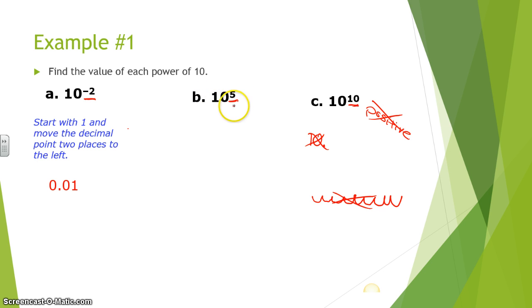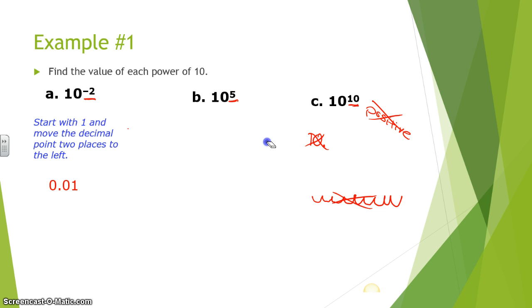So our exponent here is positive. So we have our value 1. We put our decimal point after 1. Now it's a positive exponent, so now we're moving that decimal place to the right. We'll move it to the right 5 places. 1, 2, 3, 4, 5. Fill in those empty gaps with zeros. Then put in your commas. So here we have 100,000.